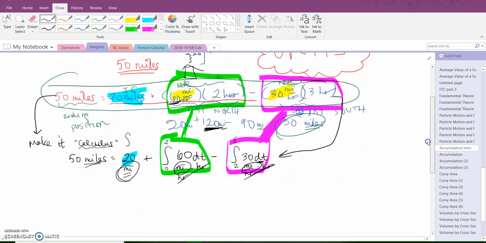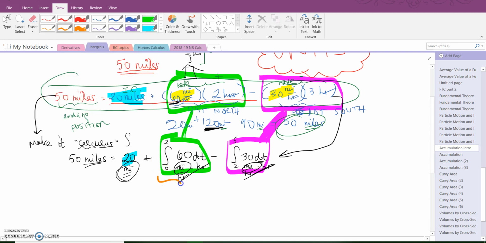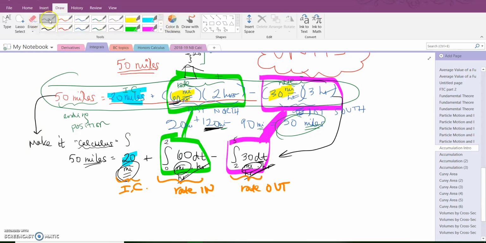Now, another thing I want you to do is to label this here, because the labeling is going to be really important to help you keep track of everything that we're doing here. This is your rate in, and this is your rate out. And this is your initial condition. So let's get a graph of this to help us visualize what on earth is even going on.